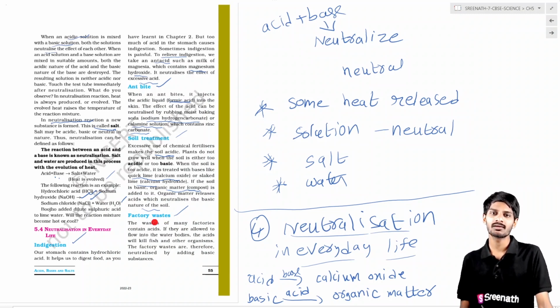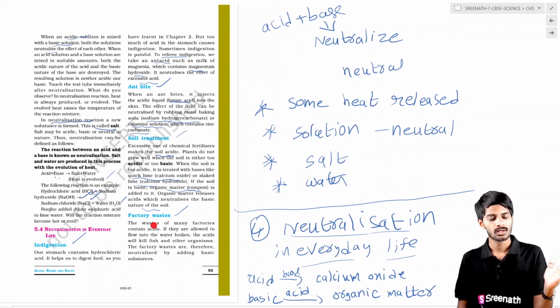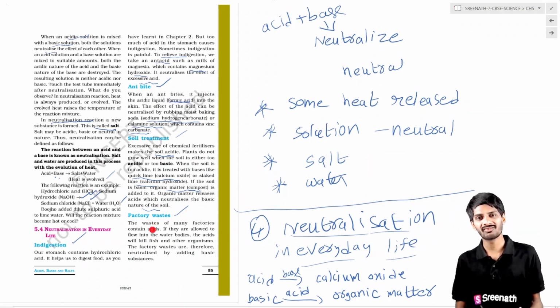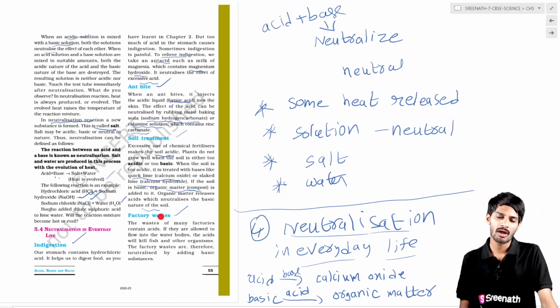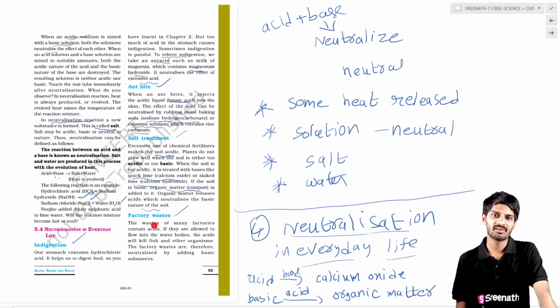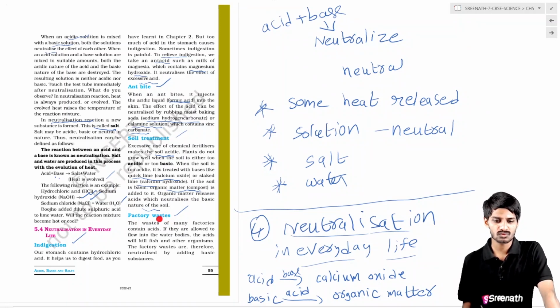So in order to prevent it, you have to neutralize the acidic nature of the waste, and then release it. The acids will kill fish and other organisms. The factory waste is therefore neutralized by adding basic substances.